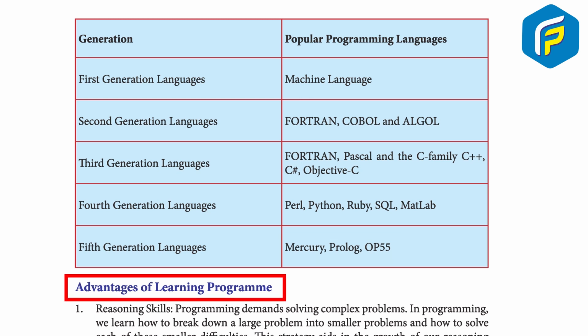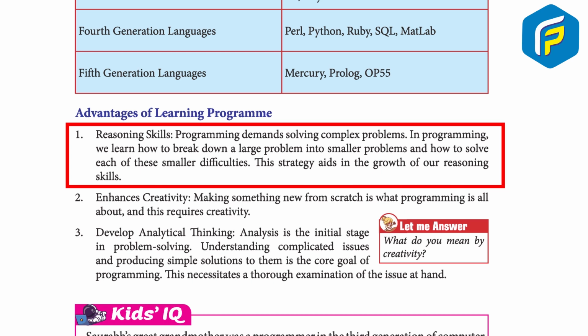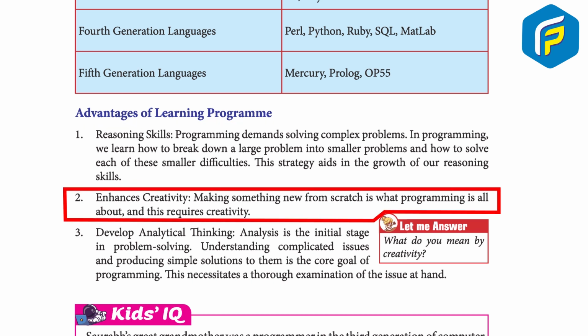Advantages of learning programming. 1. Reasoning skills. Programming demands solving complex problems. In programming, we learn how to break down a large problem into smaller problems and how to solve each of these smaller difficulties. This strategy aids in the growth of our reasoning skills. 2. Enhances creativity. Making something new from scratch is what programming is about, and this requires creativity.